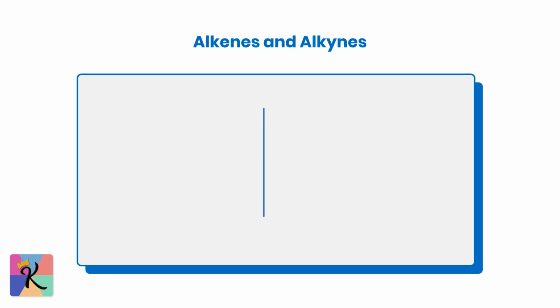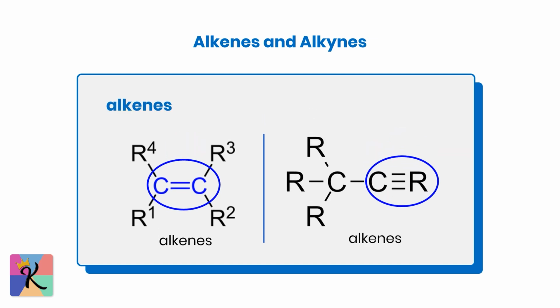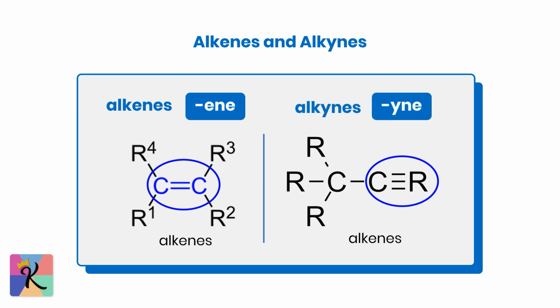Next, let's talk about alkenes and alkynes. Unlike alkanes, alkenes and alkynes contain double and triple bonds, respectively. Alkenes are hydrocarbons with one or more double bonds and are named with the suffix -ene. Alkynes have one or more triple bonds and are named with the suffix -yne.